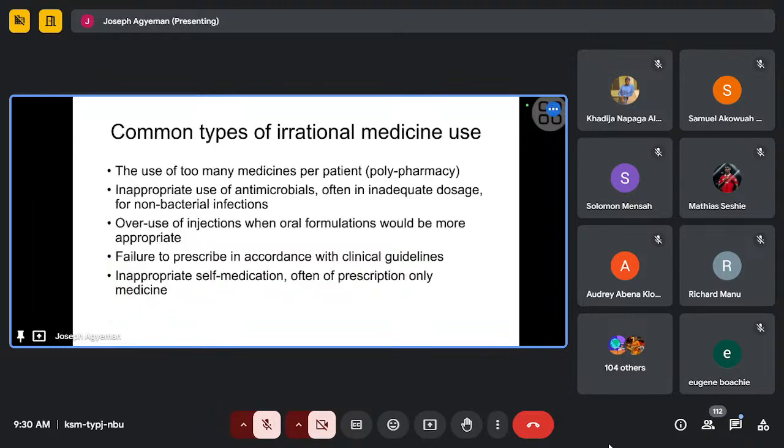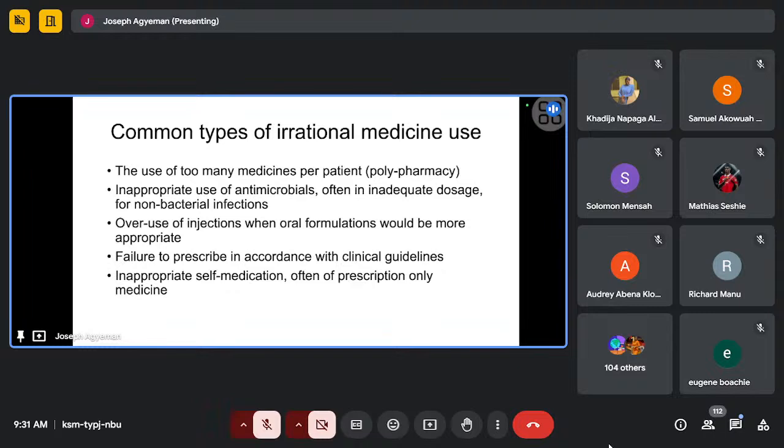Now, we need to know the types of irrational drug use. That is, if you actually want to solve the problem of irrational drug use, you need to know the types. So you assess. But before the assessment, you should know examples of irrational drug use so that the assessment can be done, and then you try and develop some means to solve it. So let's look quickly at some examples of irrational drug use.